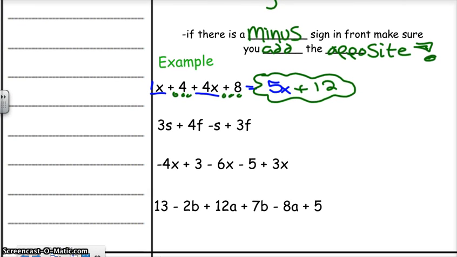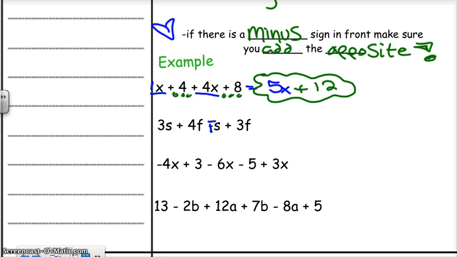3s plus 4f minus s plus 3f. Oh my goodness. According to the second step, if there's a minus sign in front, make sure I add the opposite. I do see a minus sign in front, so I'm going to change that to plus a negative s.